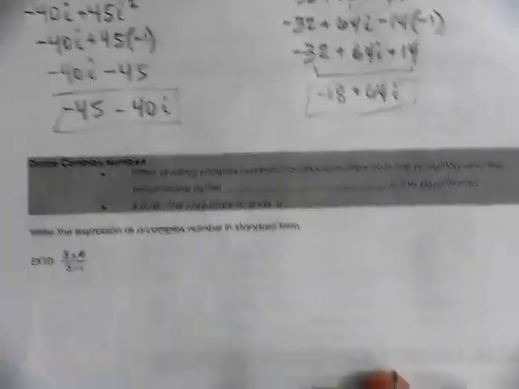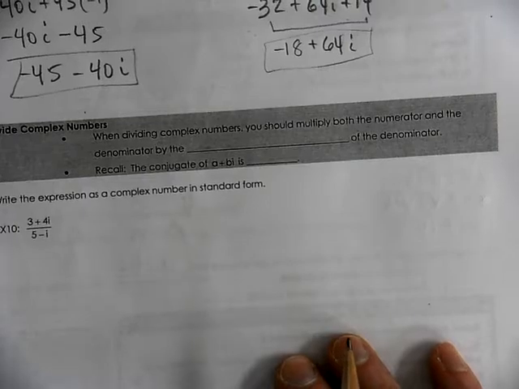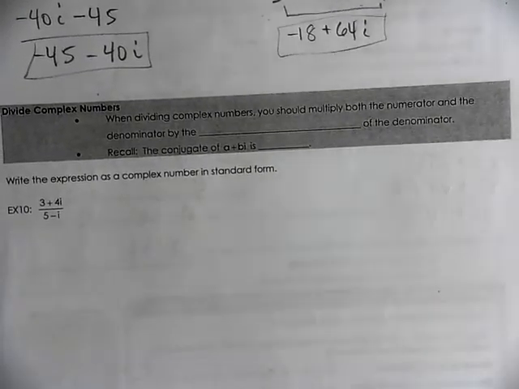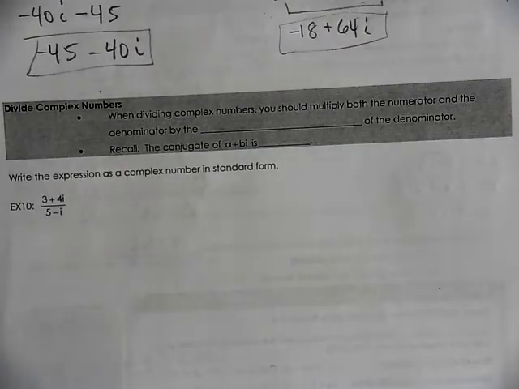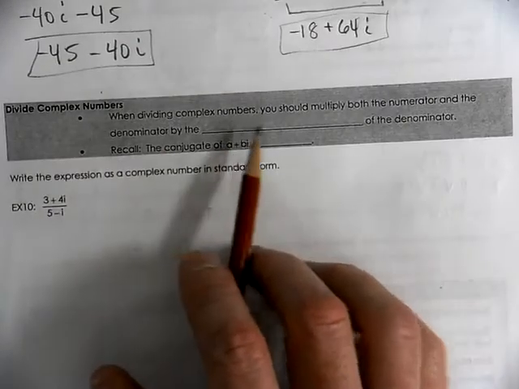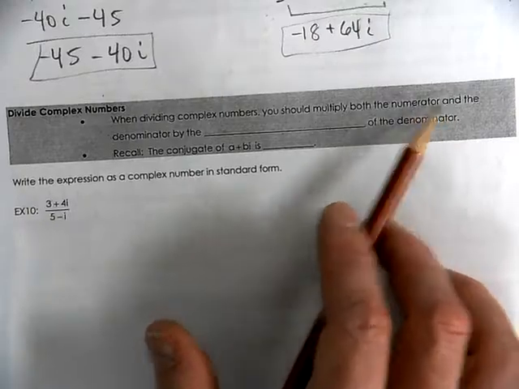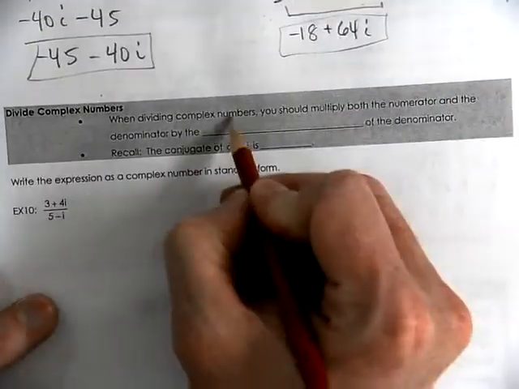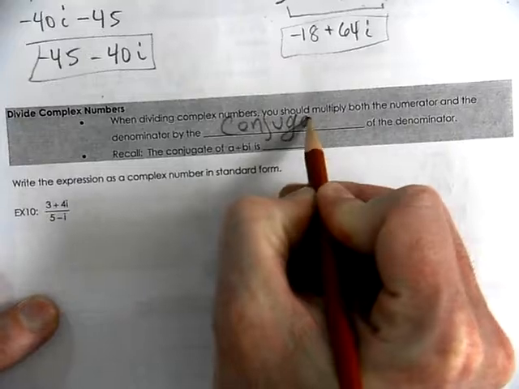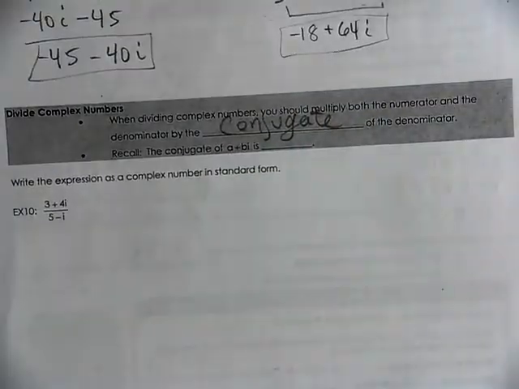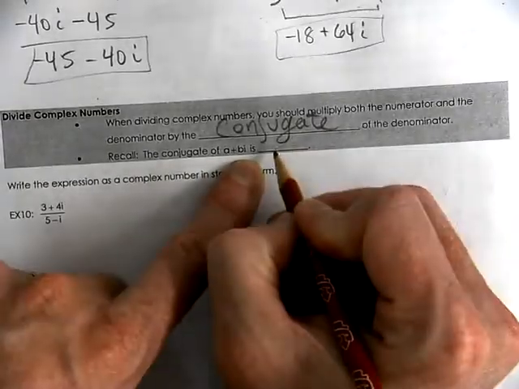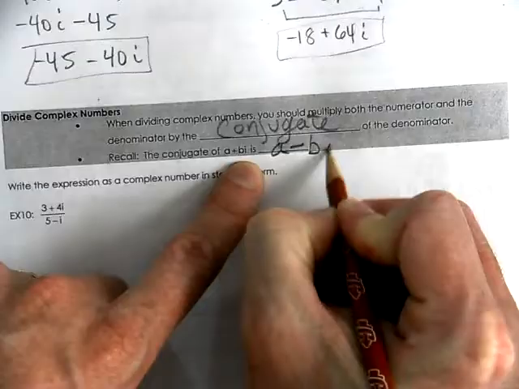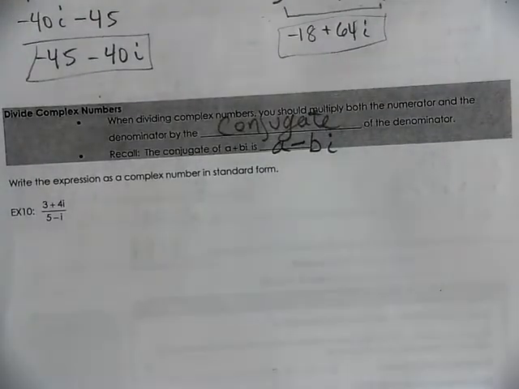All right, last type of problem, and you already know how to do this. We're just going to multiply by the conjugate. We're going to follow the same rules. It can be done in a problem like this as well. When dividing complex numbers, you should multiply both the numerator and the denominator by the conjugate. So remember, the conjugate of a plus bi would be a minus bi. You're going to change that sign.